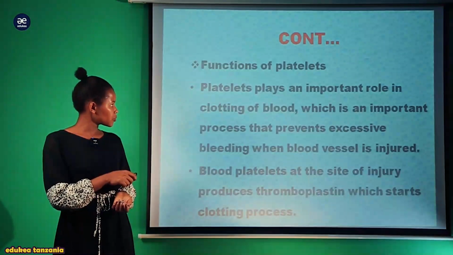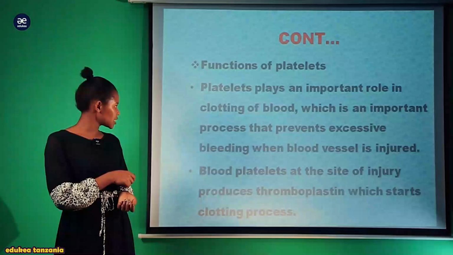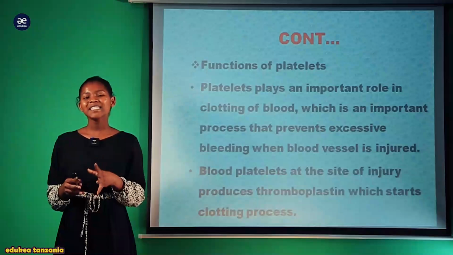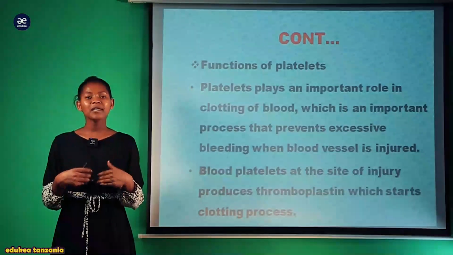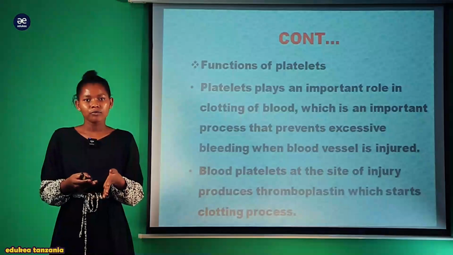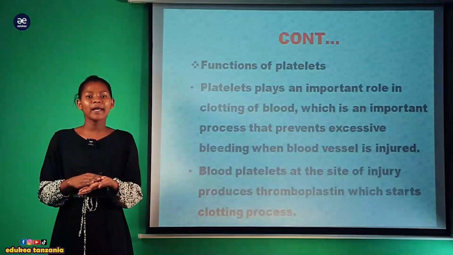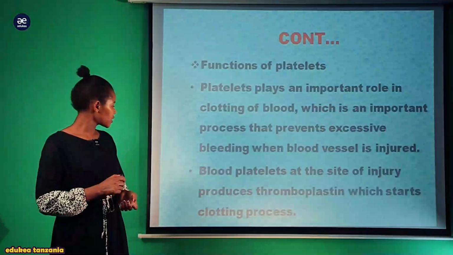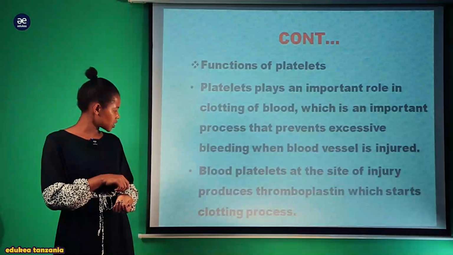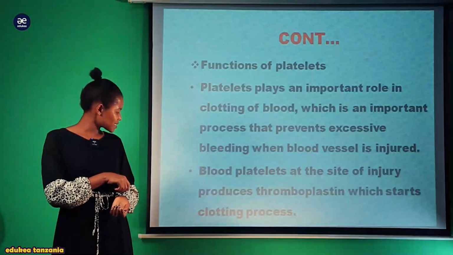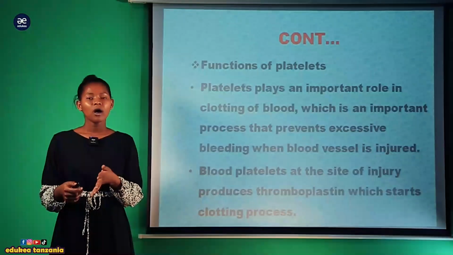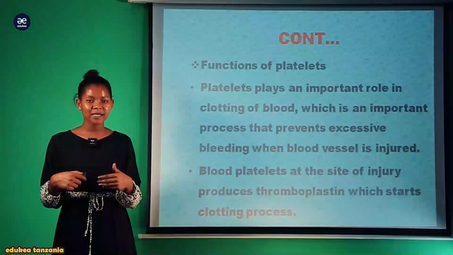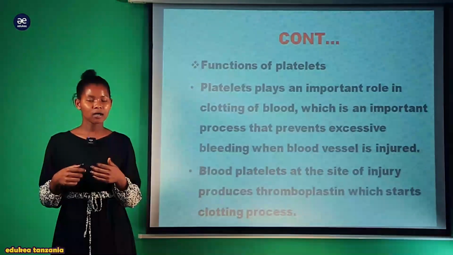First, platelets play an important role in clotting of blood, which is an important process that prevents excessive bleeding when blood vessels is injured. Kazi kubwa ya platelet inayojulikana ni kwa ajili ya kusaidia clotting. Kufanya kama jeraha likitokea kusaidia pale jeraha lijifunge. Hiyo ndo kazi kubwa ya platelet. Another function is that blood platelets at the site of injury produces thromboplastin, which starts the clotting process. This is how a platelet initiate clotting. Ana produce thromboplastin ambayo inaenda ku start clotting process.